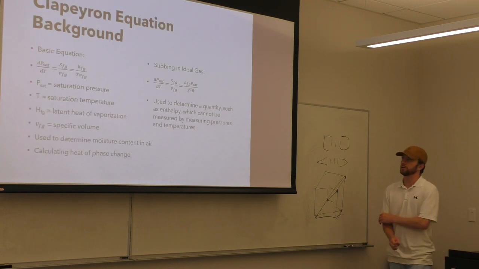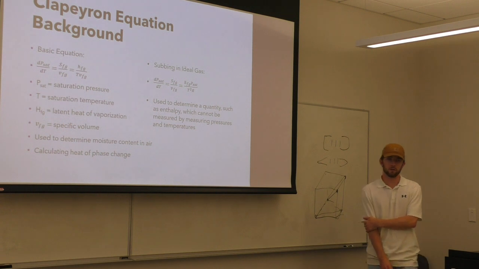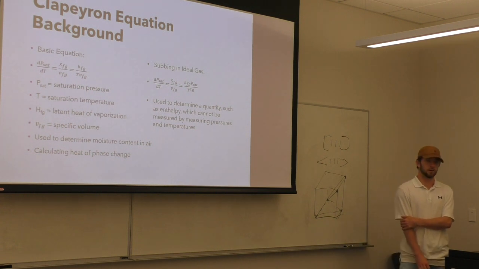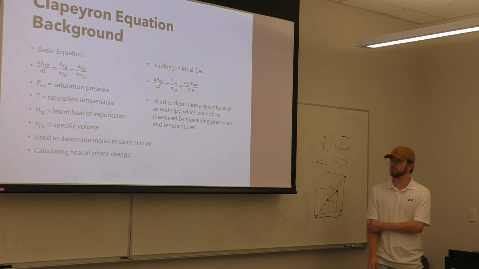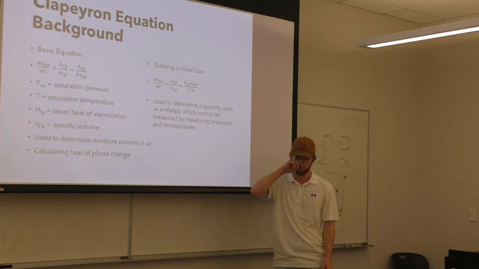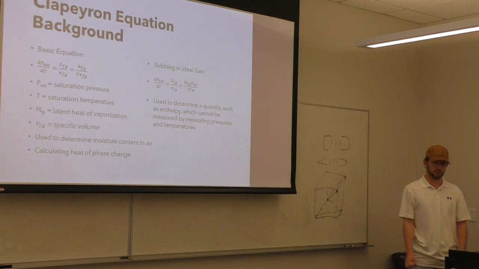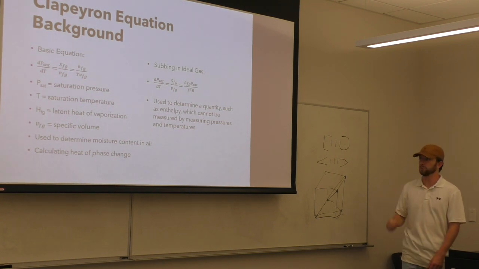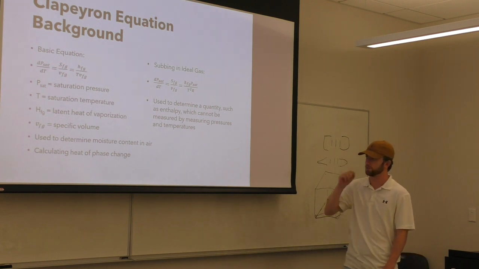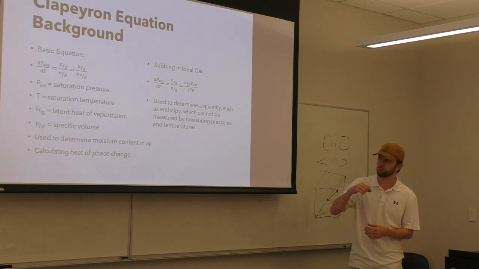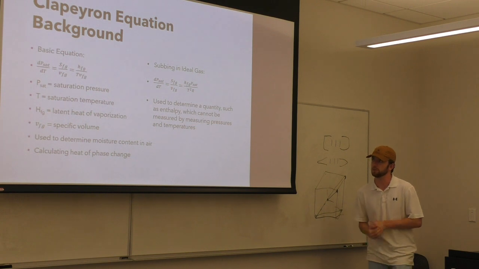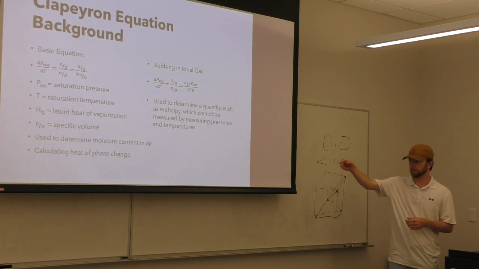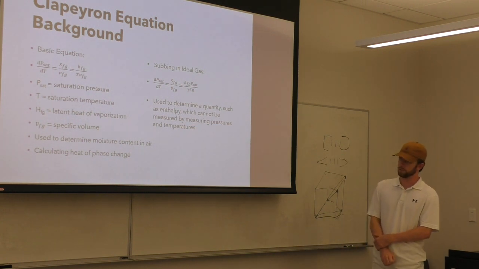So a little background on the Clapeyron equation. Like I said, the whole point of this is to determine the heat of vaporization, which is that HFG term, and that heat of vaporization is the amount of heat it takes to vaporize 1 gram of any liquid. So that's the Clapeyron equation right there. It's changing pressure with respect to temperature, and you can see what each one of those is.